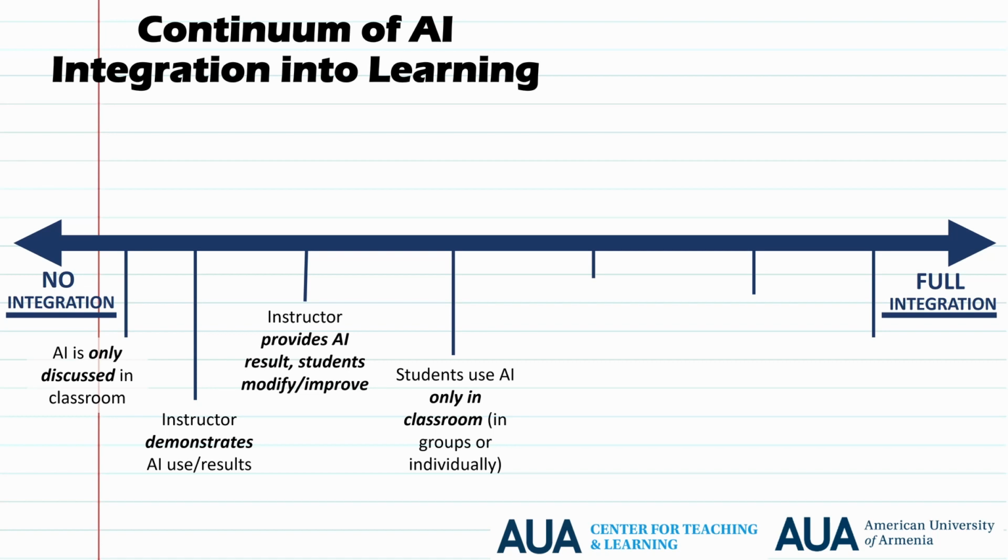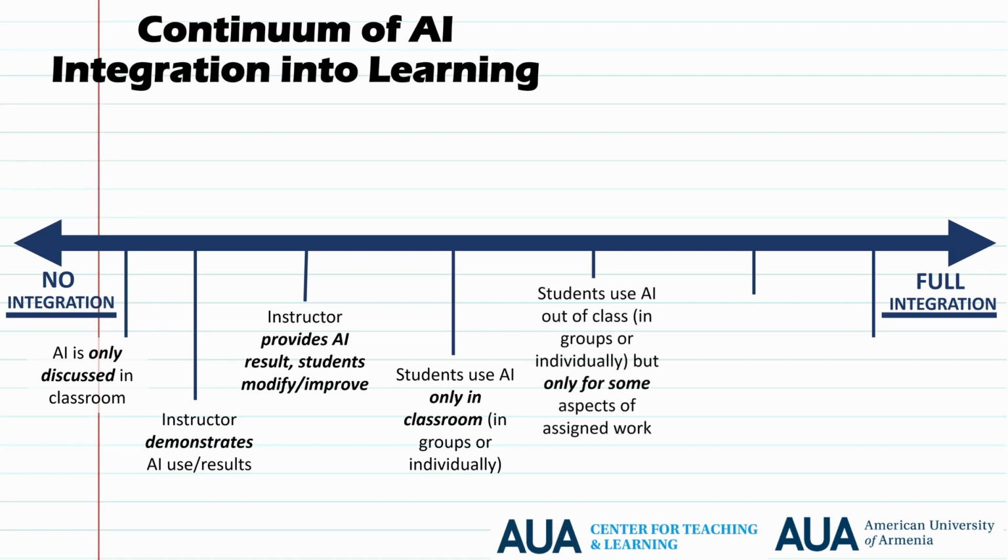Moving up in the continuum, now we could do something where the students use AI out of the classroom, again in groups or individually, but only for some aspects of the assigned work. So again, they're not using it for the entire assignment, but maybe for a portion of it. The instructor is still controlling its utilization. They're talking about it, they're discussing it. It's being actively used outside of the classroom, but only for an aspect or a portion of the assigned work.